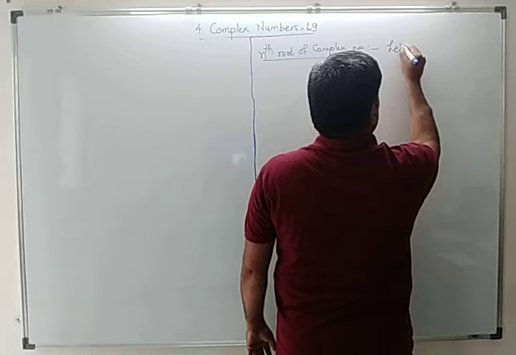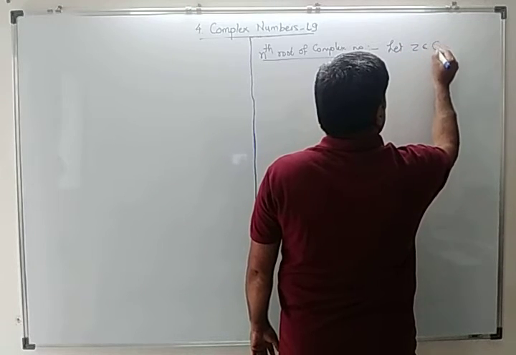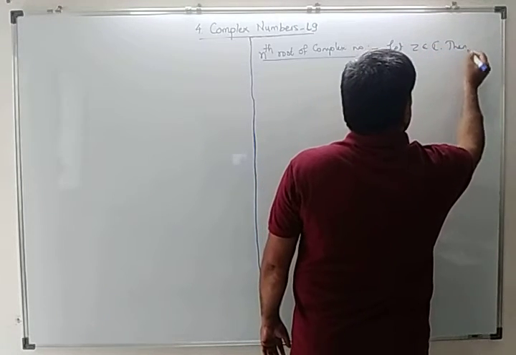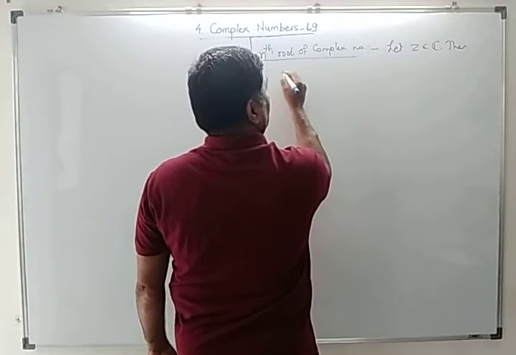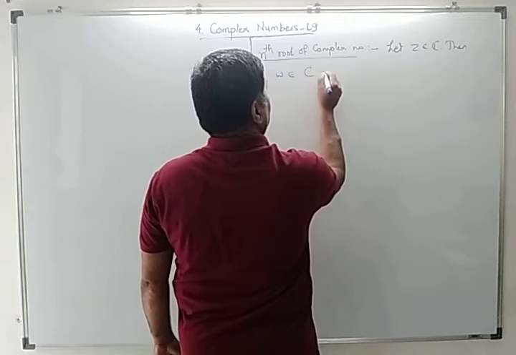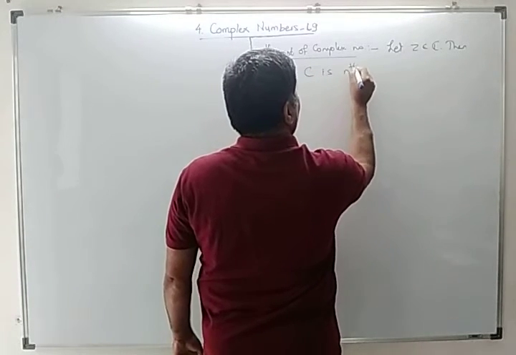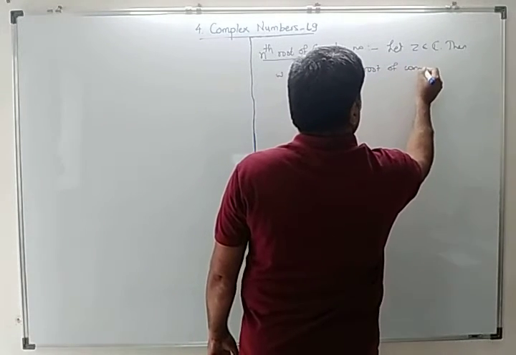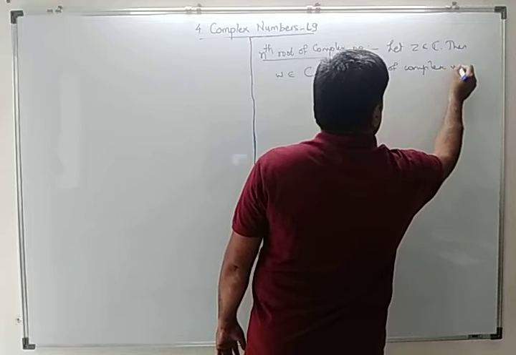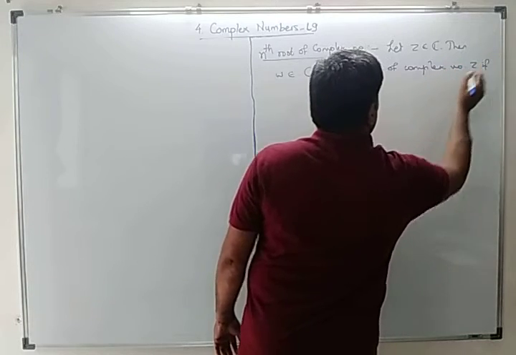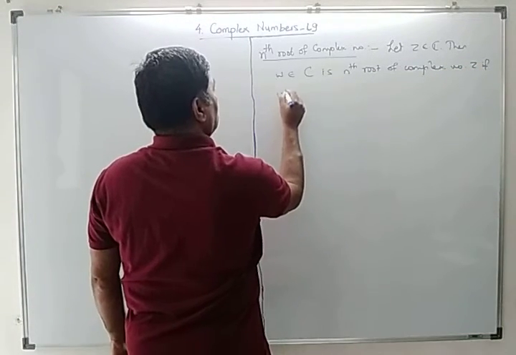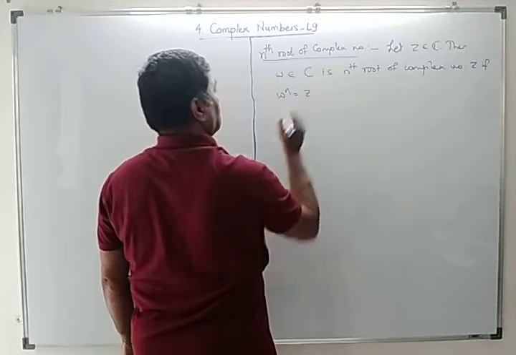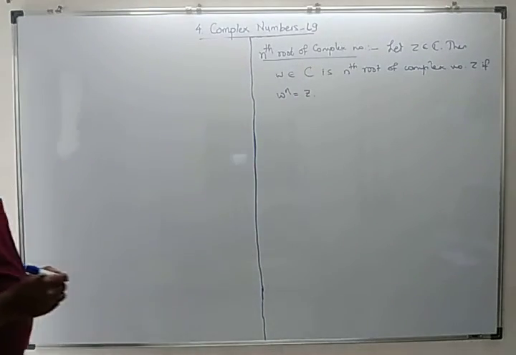So let z belong to C. Then w belonging to C is an nth root of the complex number z if w raised to n is equal to z.